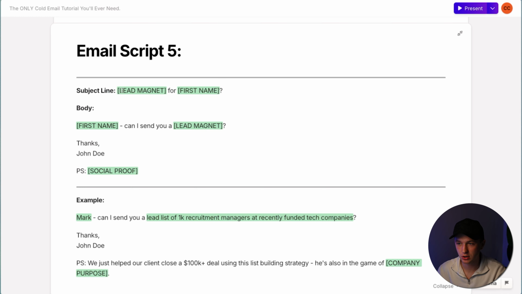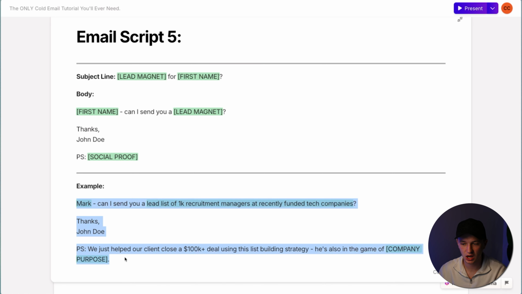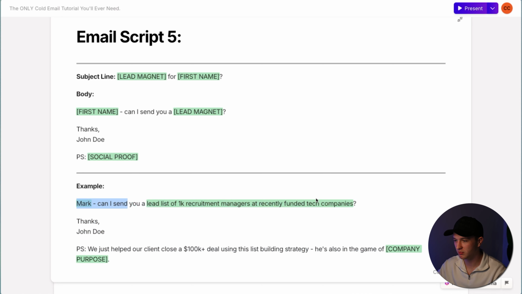And then the subject line is just lead magnet for first name. You just respond yes, okay? And then you get on a call and that's it. So this is our top performing one. Mark, can I send you a lead list of 1,000 recruitment managers at recently funded tech? Who doesn't want that, right? If you're looking to get in touch with recently funded tech companies, it's a no-brainer decision.